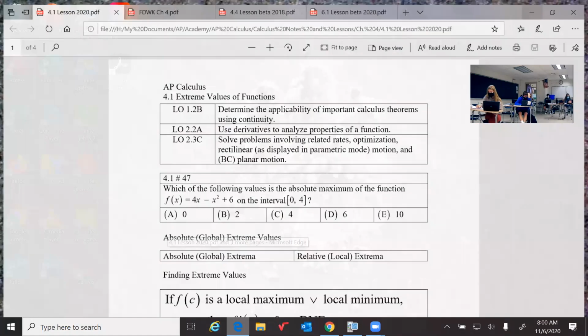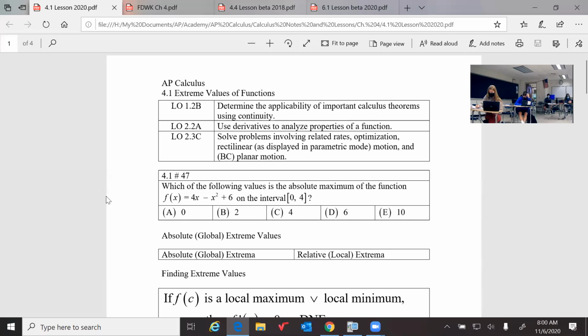And this is 4-1, the alpha lesson. Okay. So if we look at the learning objectives on the top, solve problems involving optimization, like where something has a max value or min value. And here's a problem from the end.